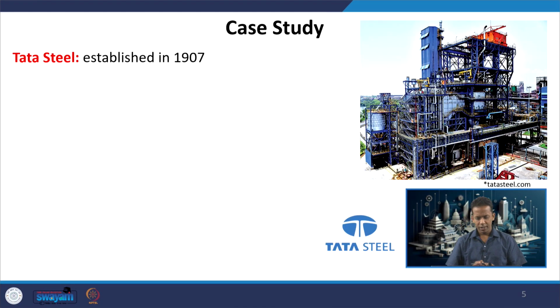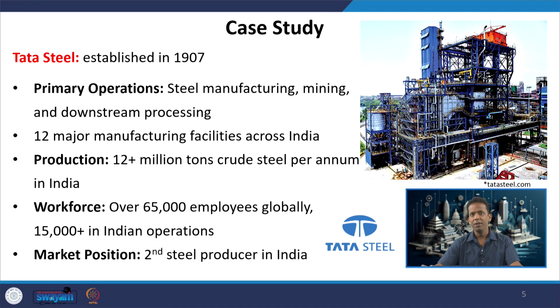So, now coming to the case study of Tata Steel. Tata Steel is one of the big companies in India, established more than 100 years back in 1907. This is a typical steel plant which processes crude steel, and the primary operations involved in any steel plant are the manufacturing of steel, mining, and then downstream processing to further convert that crude steel into finished products like stainless steel or some alloys.